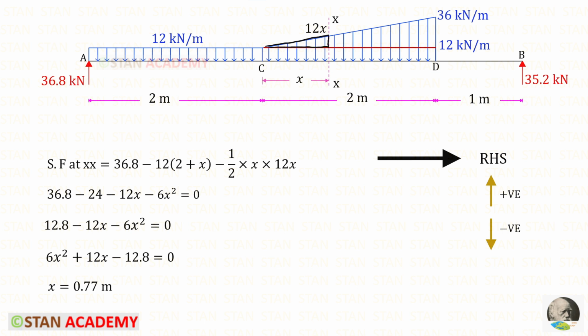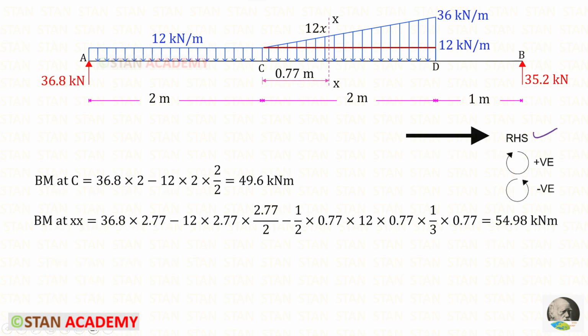Let us take this triangle. We know the area formula of the triangle, half into BH. Here the breadth is x and the height is 12x, so this is the area. We can equate this to 0. Finally we will get this equation. Using a calculator we can solve this equation. For x we will get 0.77 meter.